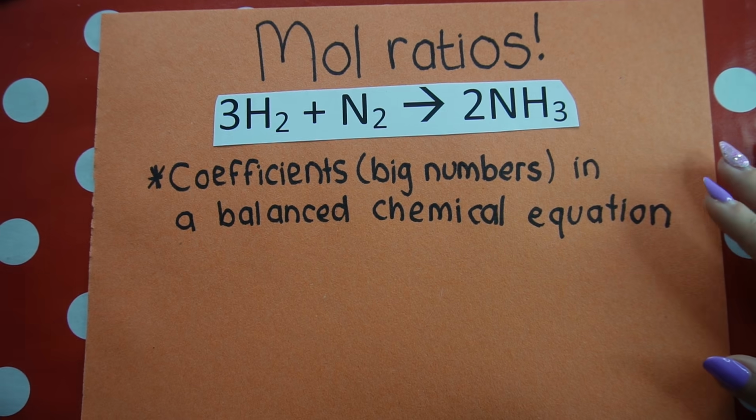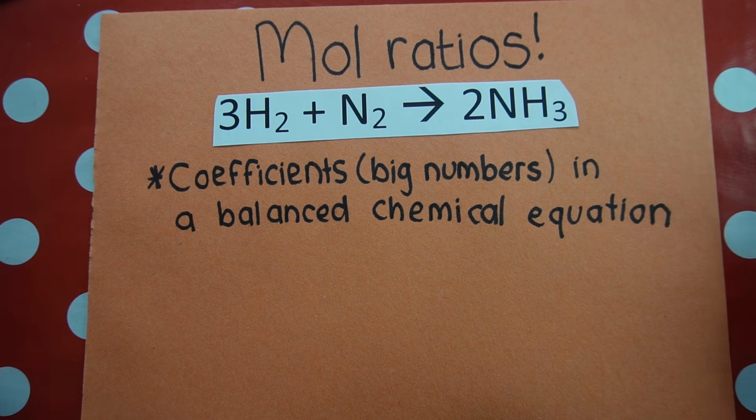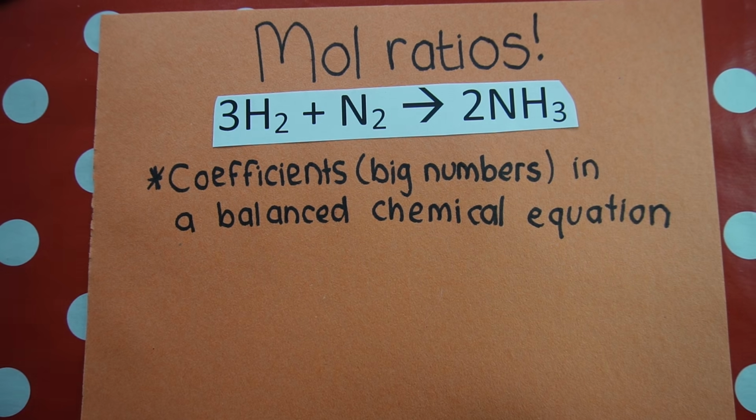If you're given a balanced chemical equation and you have worked out the moles of a reactant and they want the moles of another reactant, different to the one that you just worked out, or the moles of a product, we use what we call a mole ratio to work out the number of moles. Mole ratios are represented by the coefficients or the big numbers in a balanced chemical equation.